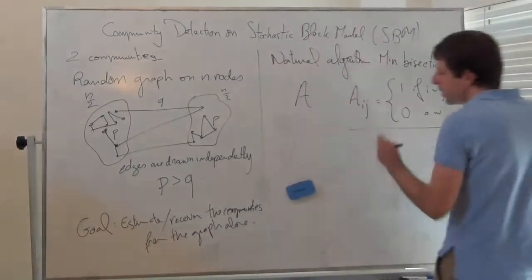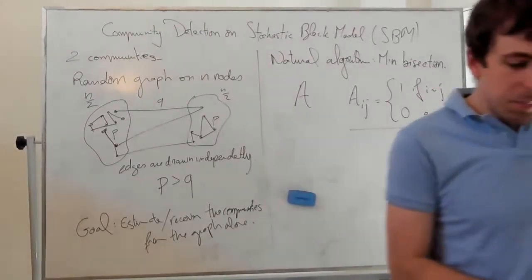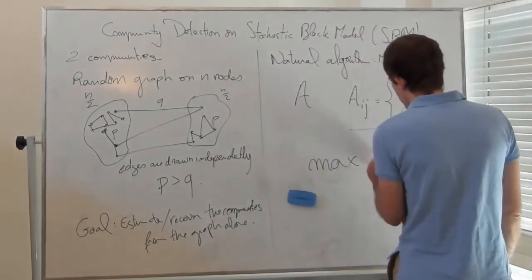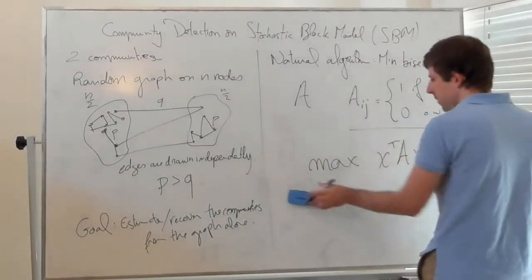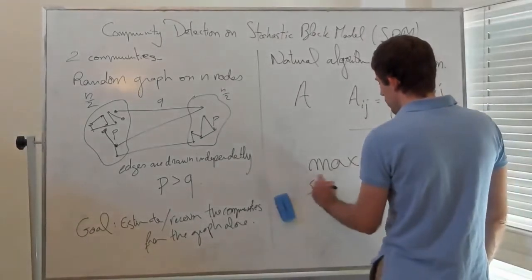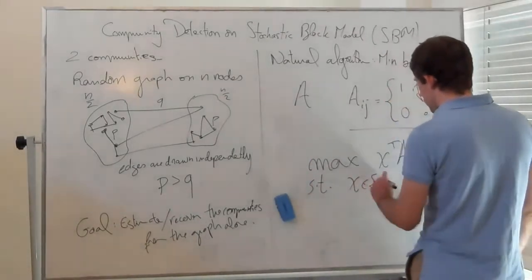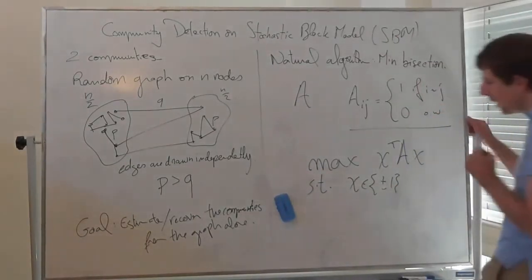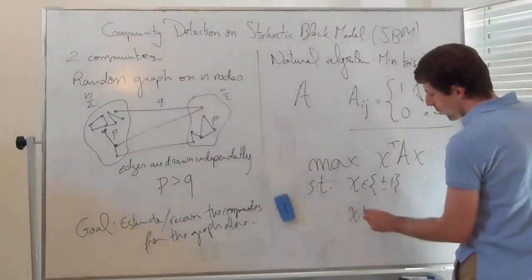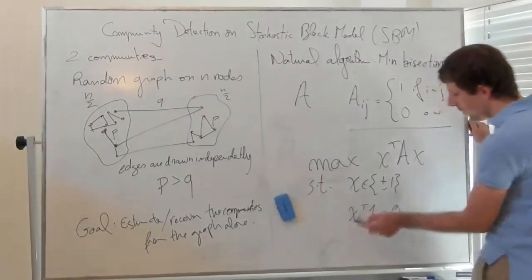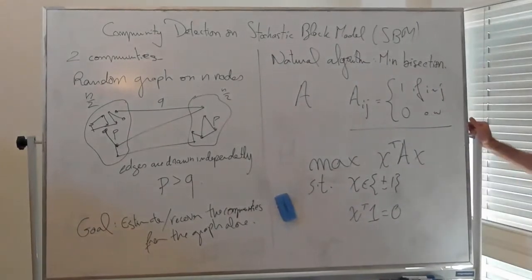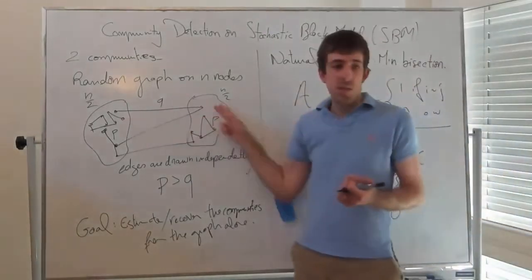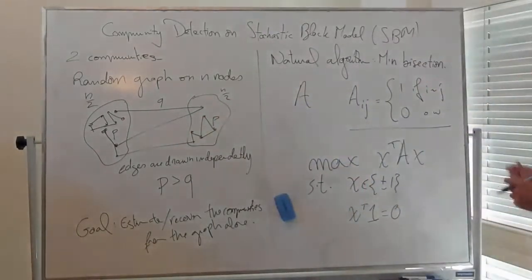So we take the adjacency matrix, and then we know what the minimum bisection looks like. We maximize x transpose A x, subject to x being in plus or minus 1, so x is plus 1 in one community and minus 1 in the other, and x transpose 1 is equal to 0. The sum of the x's is 0, which means it's balanced: there are as many plus 1s as minus 1s.